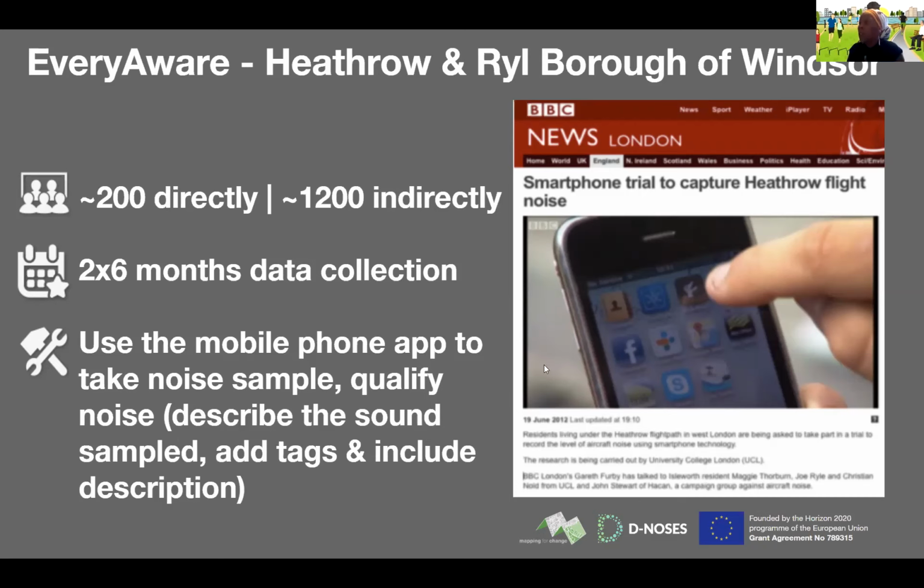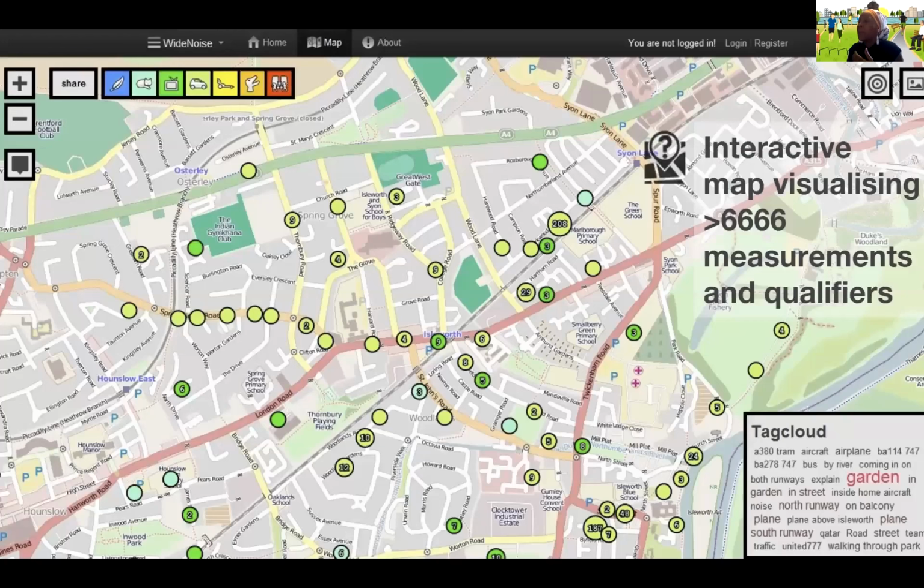Oh, sorry, my screen is getting extremely slow. Apologies here. And what that did was we collected and created an interactive online map of all of those measurements that were taken over that period. And there were in excess of 6,000 observations. So not only in terms of the noise levels, but also in terms of the source. So you can see in the tag cloud at the bottom what was generating the noise at that time, and also how it was impacting people in terms of the kind of effect that the noise was having on them.